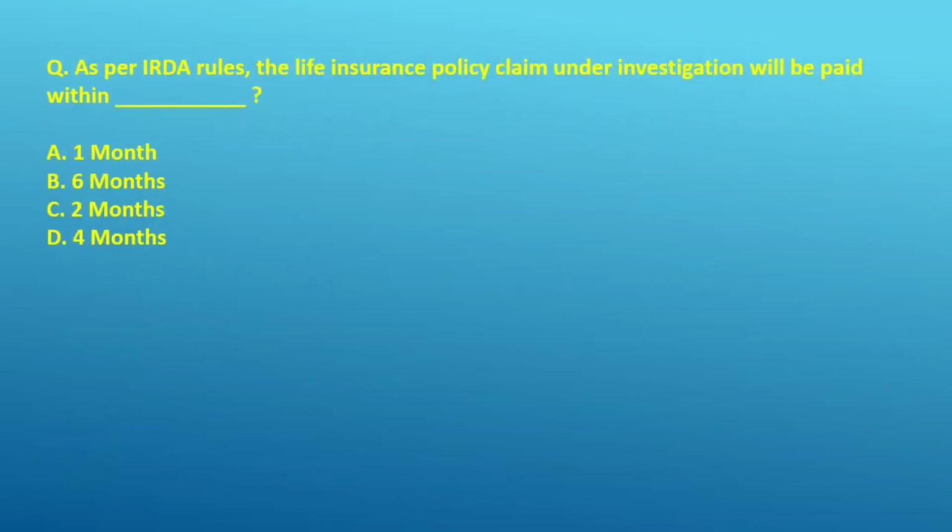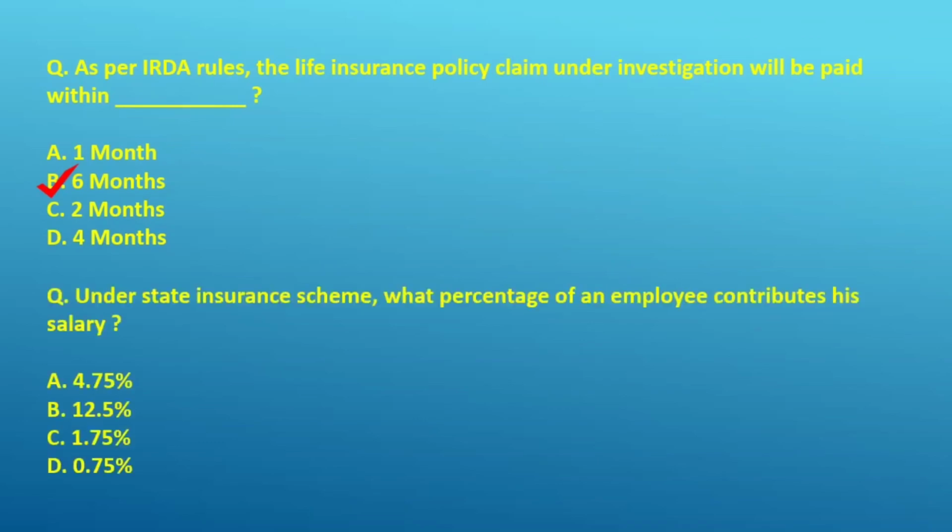As per IRDA rules, the life insurance policy claim under investigation will be paid within. Correct answer is 6 months or 180 days. Next question. Under the state insurance scheme, what percentage of salary does an employee contribute? Correct answer is C, 1.75%.